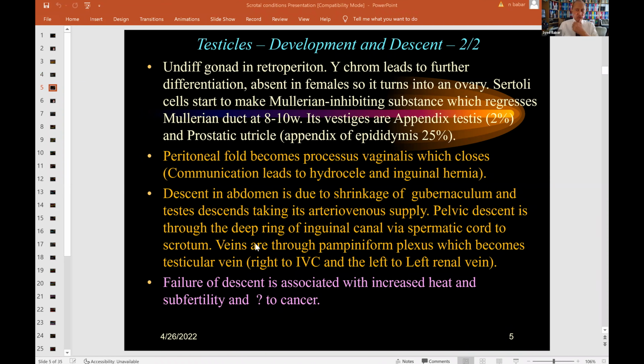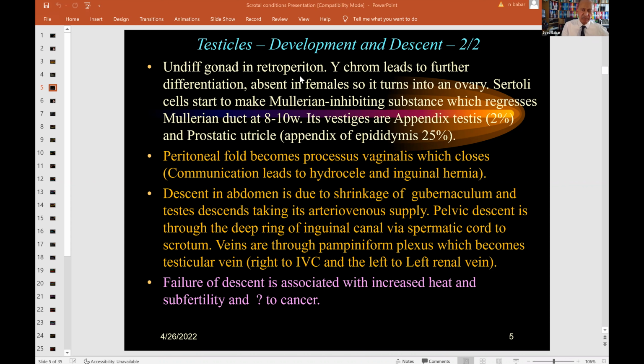Now, how does the story start? In the developing fetus, in the retroperitoneal structures, the Y chromosome leads to differentiation, making a genital ridge. If there is no Y chromosome, then the genital ridge becomes an ovary.